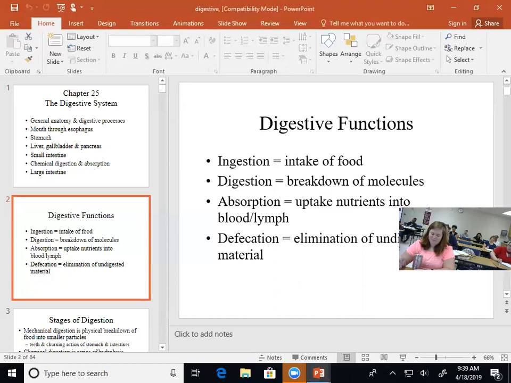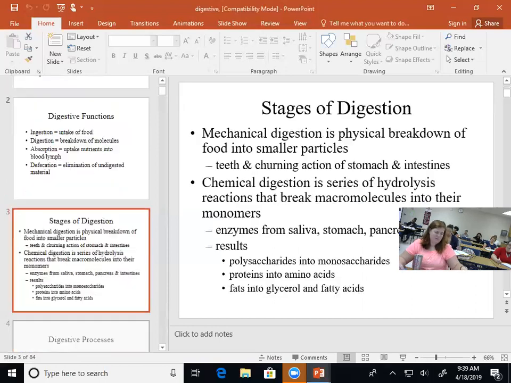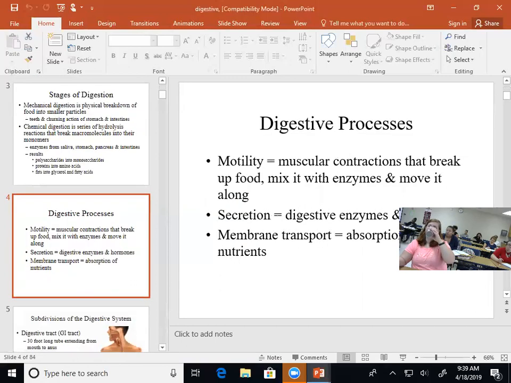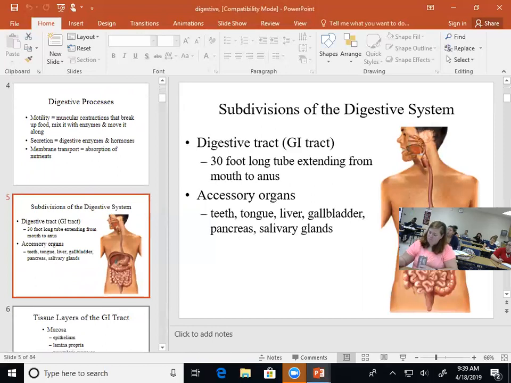Defecation is getting rid of those extra waste products, but also what you can't digest. And I think everybody knows what defecation is. If you don't know something, please feel free to stop and let's ask it. So I just went through this process. Now I hope this next thing would make sense to you.